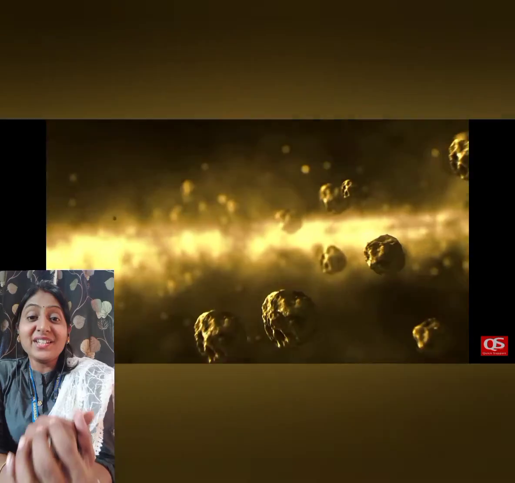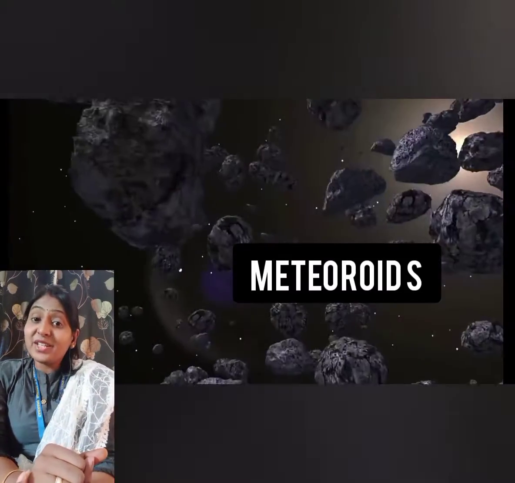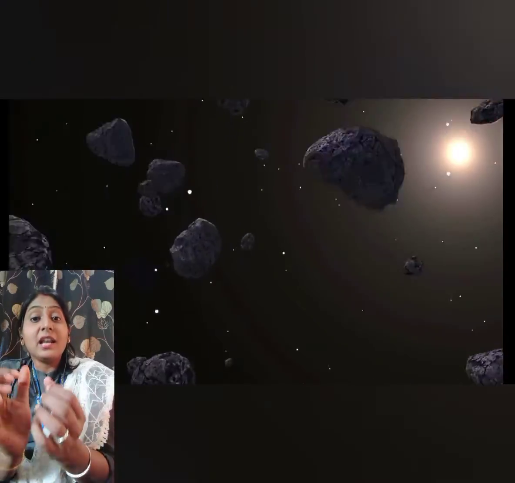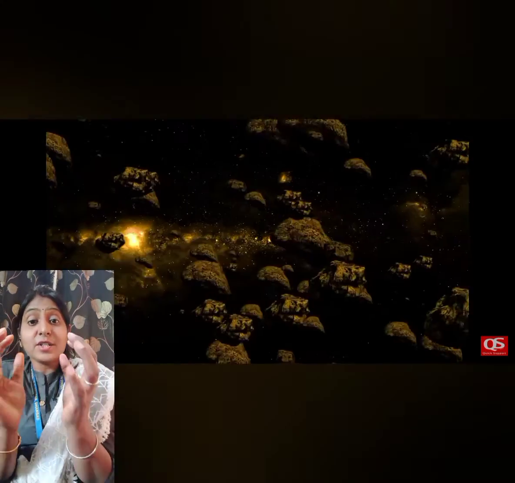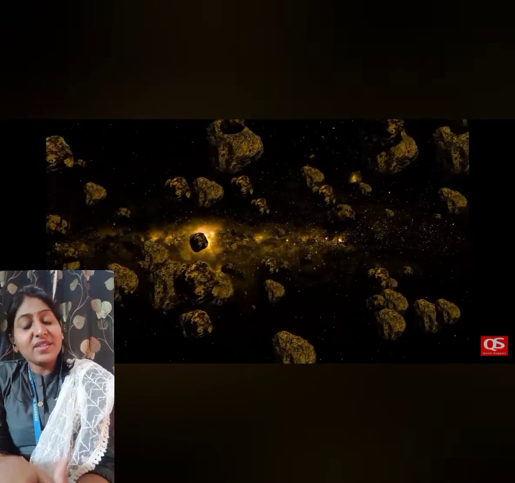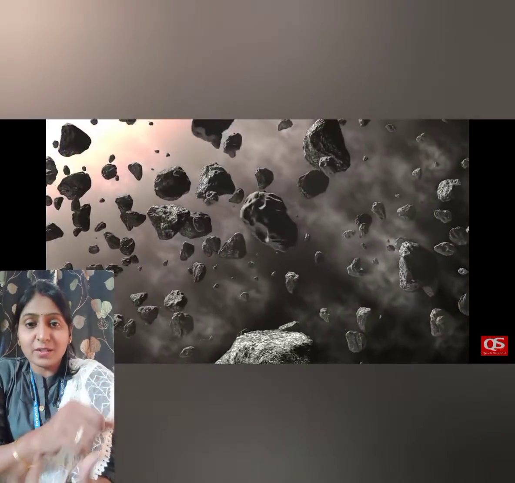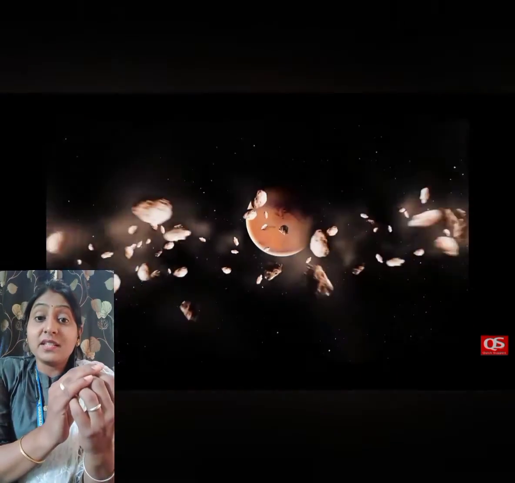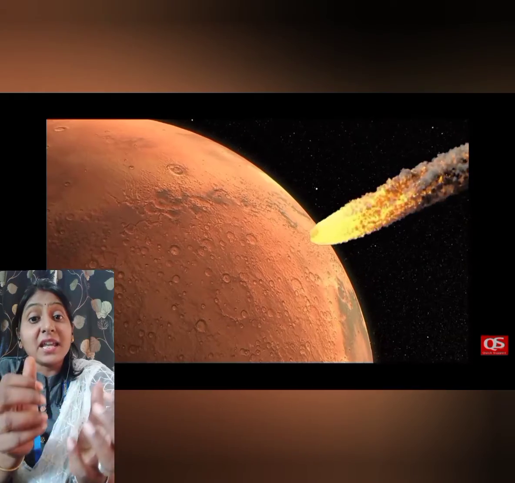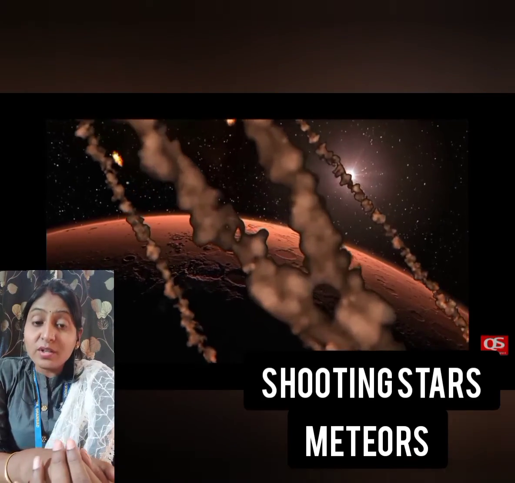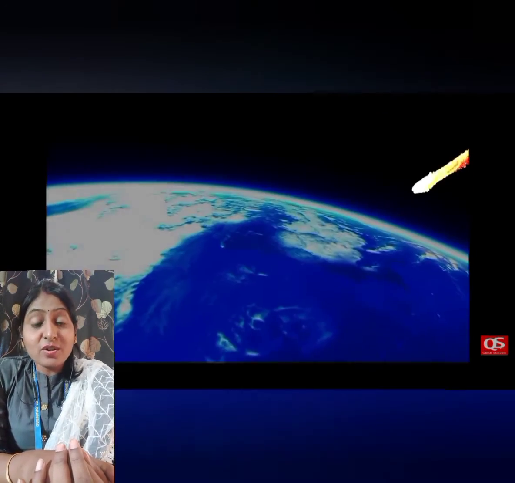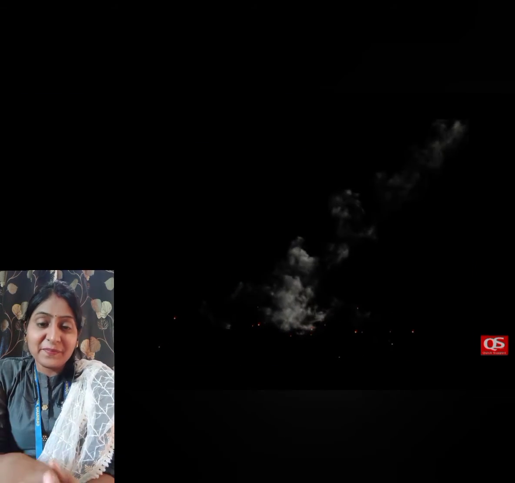Now let's move to another interesting celestial body, that is meteoroids. Meteoroids are lumps of rocks that revolve around the sun, just like the planets or asteroids or comets. But these are smaller in size. And the interesting thing is that when they enter the Earth's atmosphere, due to their high speed, they get burnt and start emitting light. That's why they are called shooting stars or meteors. These meteors appear as a bright streak of light which appears across the sky.